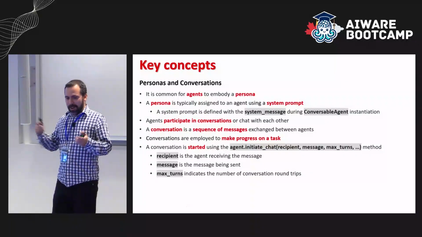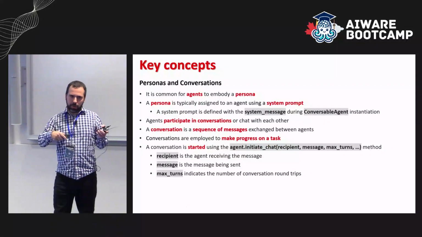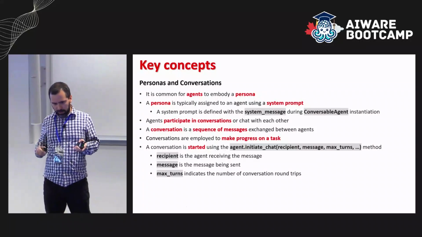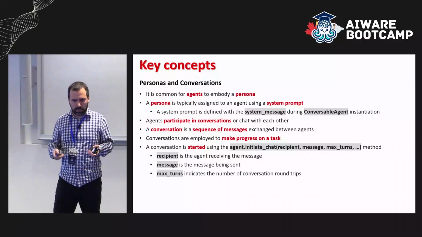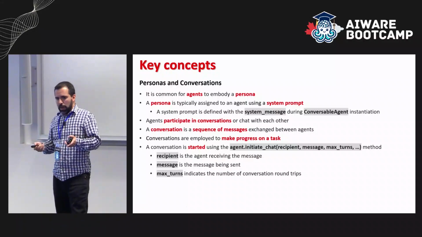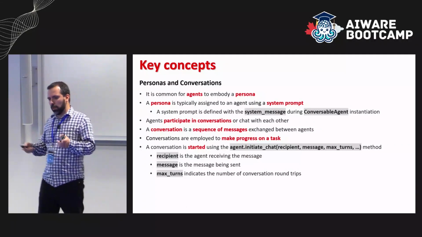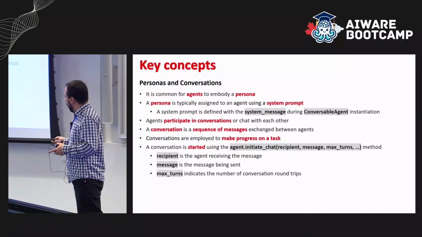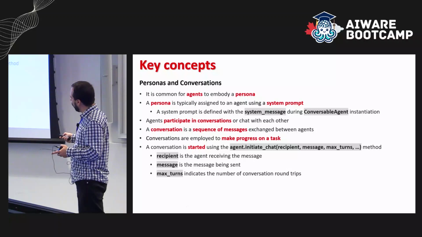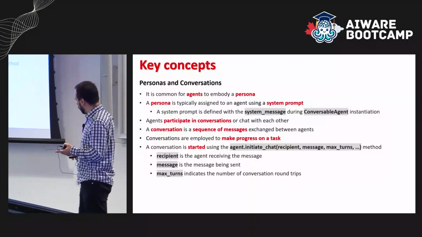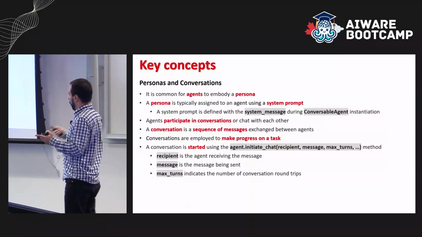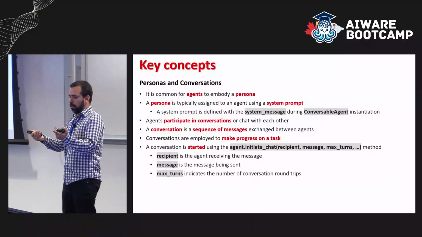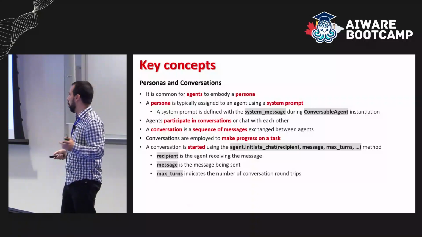Okay. What else? Personas, right? Felipe talked about it. I think Kahalia touched on it as well. So personas and conversations. Typically in these multi-agent systems, agents will embody a persona. A persona is typically assigned using a system prompt, and in the world of AutoGen, it's called system message. Agents participate in conversations. A conversation is just a sequence of messages, and they are employed to make progress on a task. Again, agents are just these many things that are interacting and communicating with each other to achieve a certain goal, right?